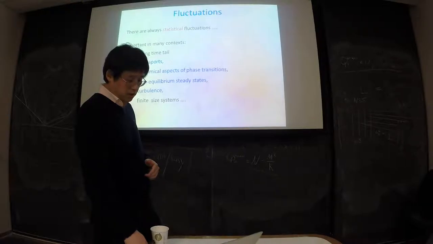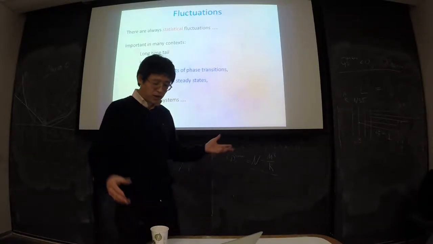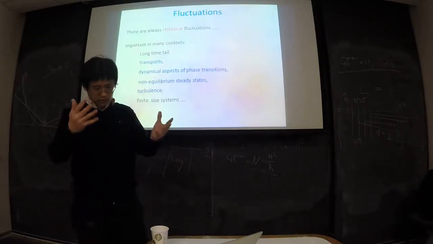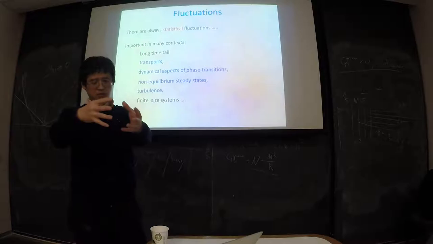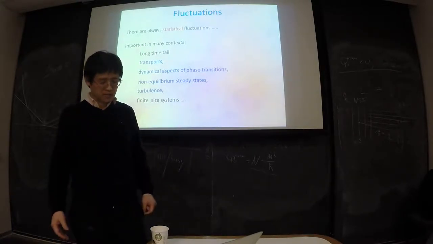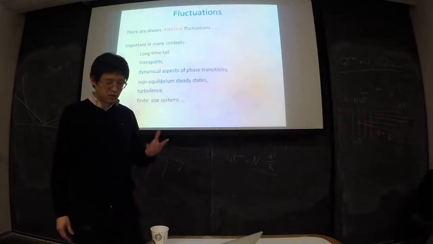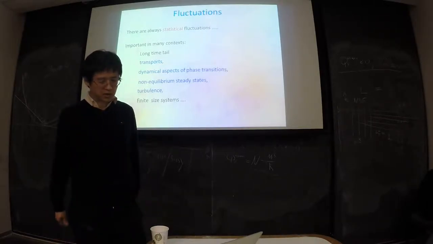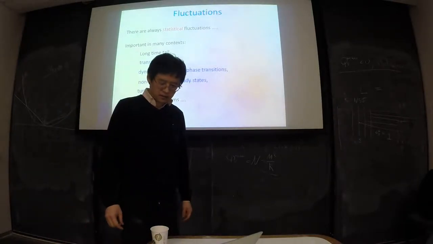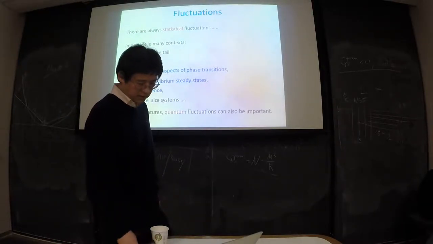And in particular, most physical systems are finite size. For example, the quark-gluon plasma created at RHIC is of order 10 to 14 Fermi in size. It's really a very small statistical system, so we would expect statistical fluctuations to be significant. Also in graphene, typically you cannot make it too big. So you would expect that in many situations the fluctuations can be important.